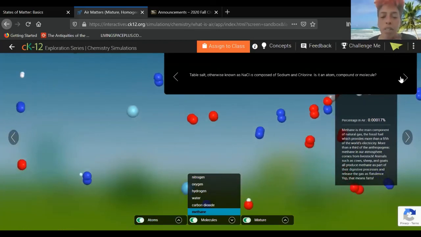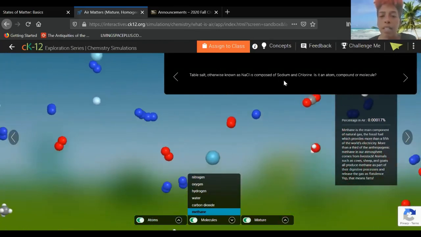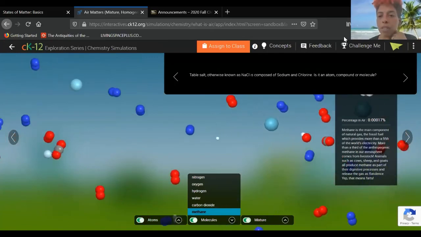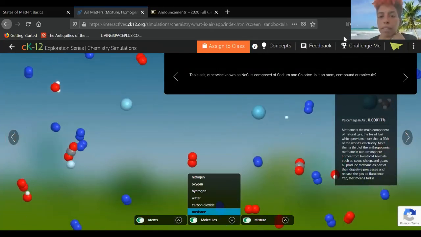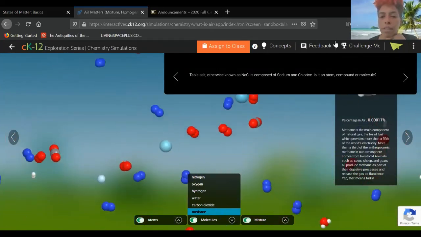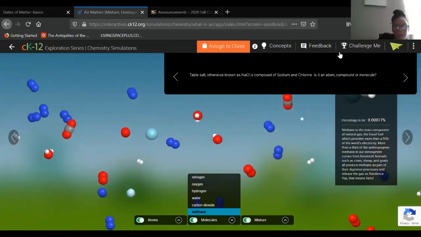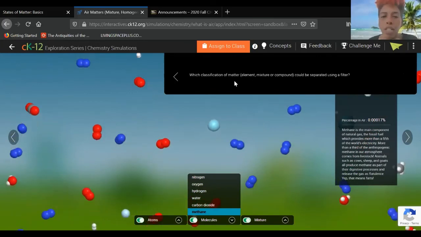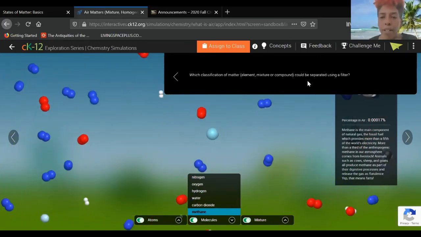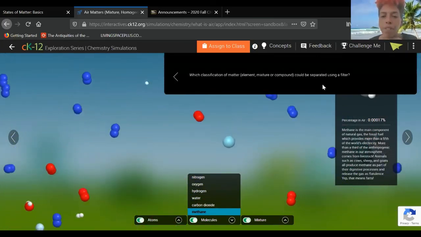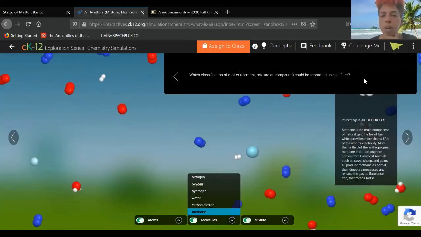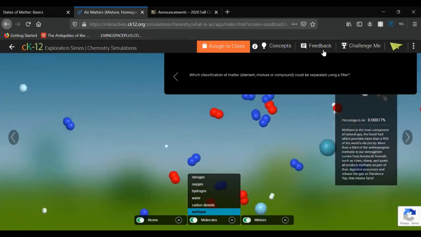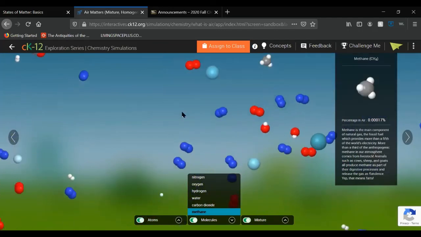Table salt, otherwise known as NaCl, is composed of sodium and chlorine. Is it an atom, compound, or molecule? Compound. It is a compound. Yes. And which classification of matter could be separated using a filter? An element, a mixture, or a compound? Mixture. Yes.